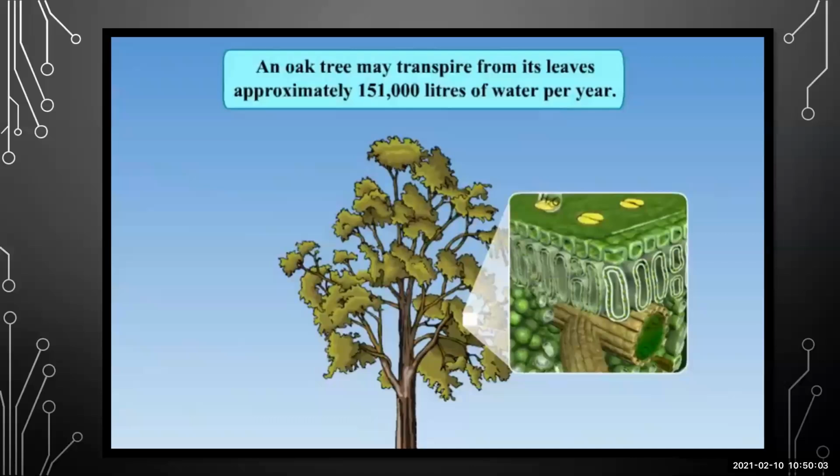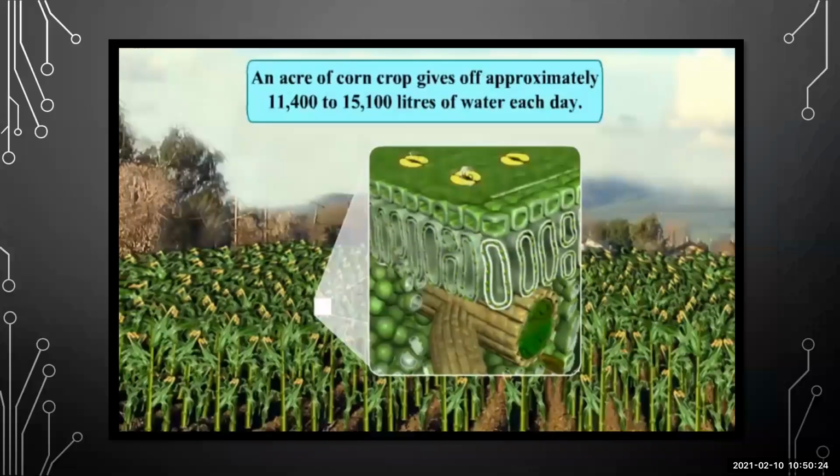See students, in 1 year, how many liters of water has been transpired from the oak plant in a year? It is 1,51,000 liters of water transpired from the oak tree into the air by the process of transpiration per year. Okay, and a maize plant in an area of 1 acre gives out about 11,400 to 15,100 liters of water per day.